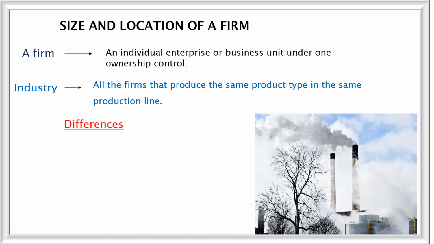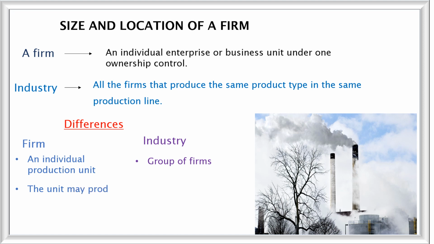So what are the differences between a farm and an industry? Again, a farm is an individual production unit, whereas an industry is a group of farms. A farm may produce any commodity. It may have more than one commodity, whereas an industry is a group of farms that produces the same commodity.